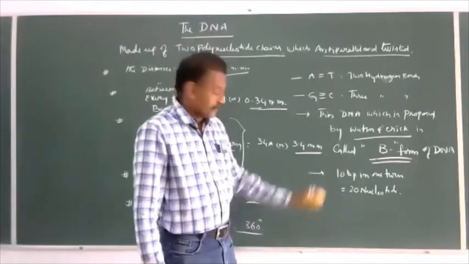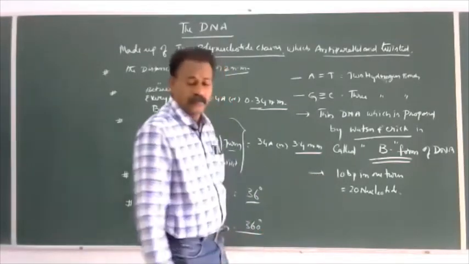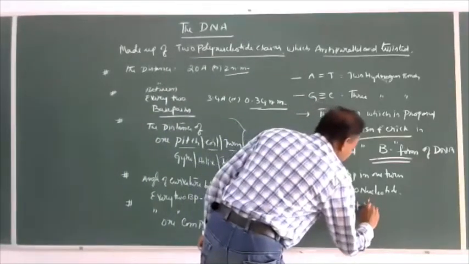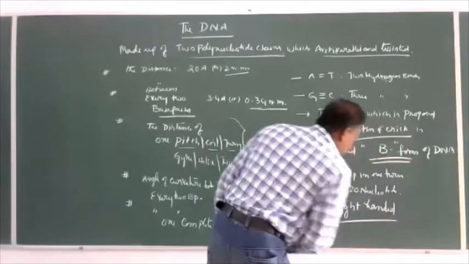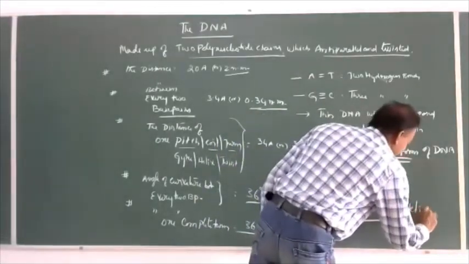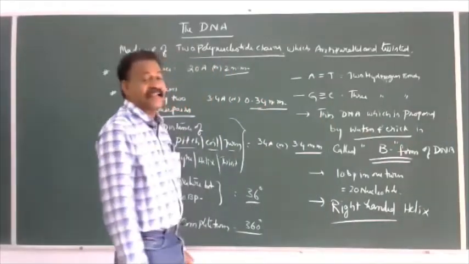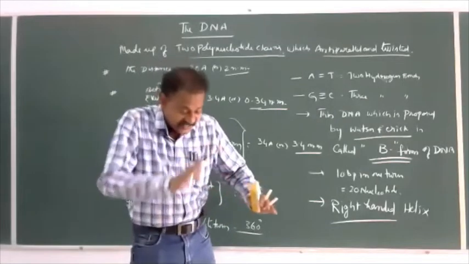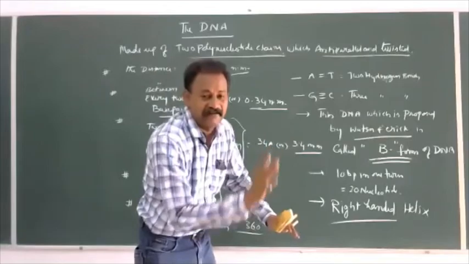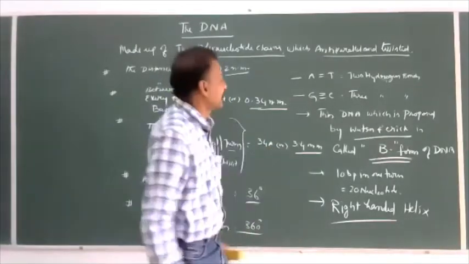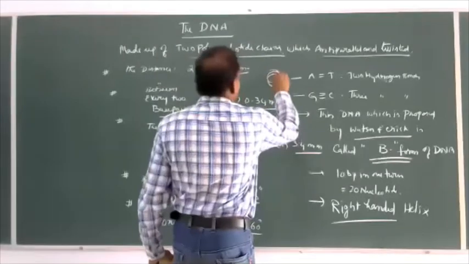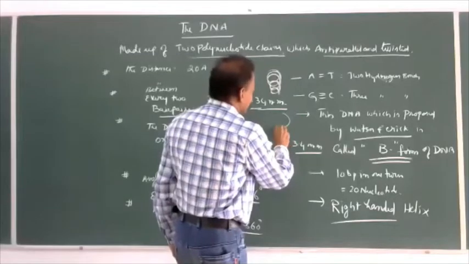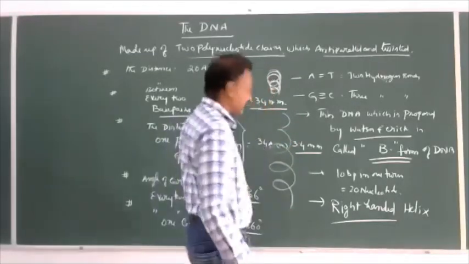Here, the B form of DNA, according to them, is a right-handed helix. Right-handed helix means the formation of helical structures is in a right-handed fashion, in a clockwise direction, if we see from above.